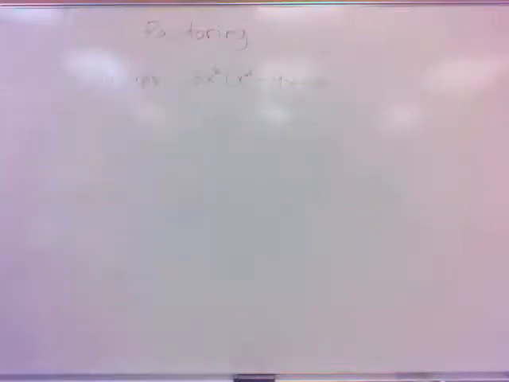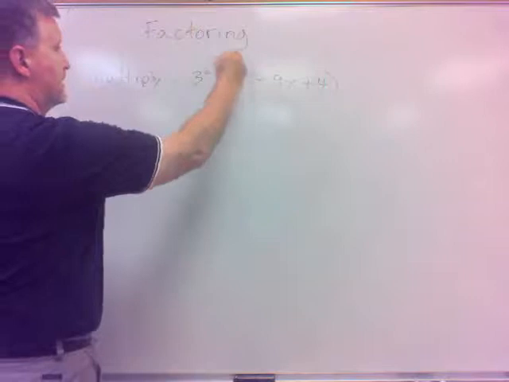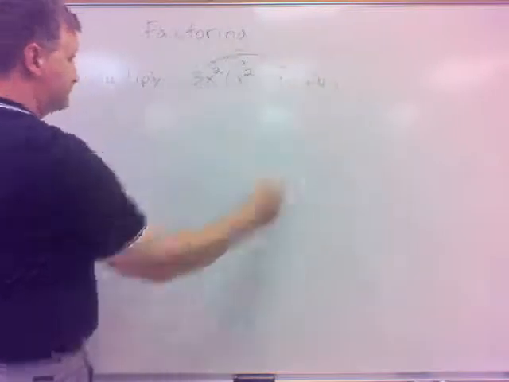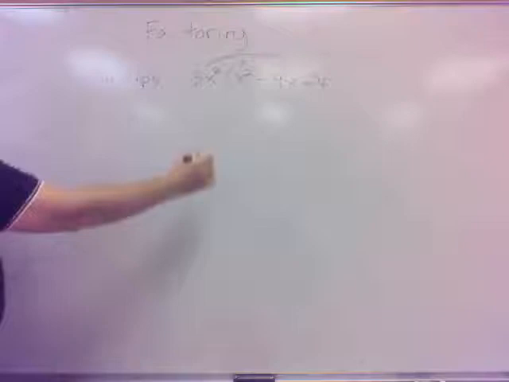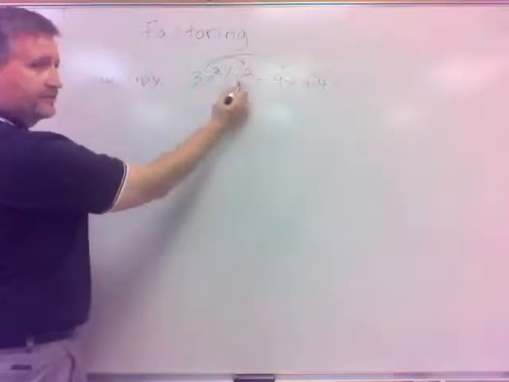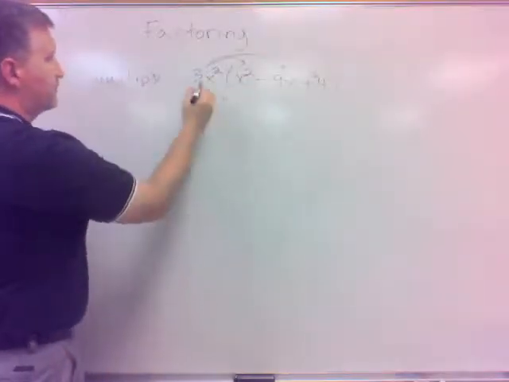What's the word on that? Distribute, yeah, all right. So multiplying is just distributing. And of course, distributing the 3x squared, meaning multiply each term by 3x squared. On the exponents, what are we doing? Add the exponents. So it'll be 3x to the fourth for 3x squared times x squared.